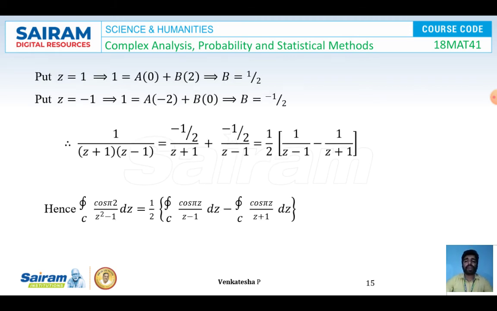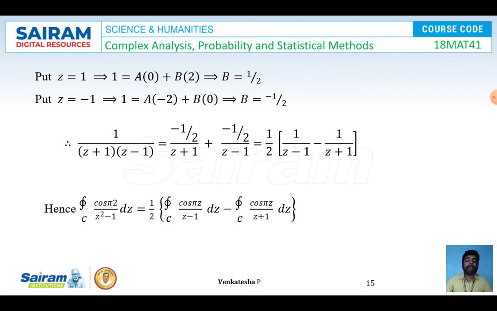So at z is equal to 1, I got 1 is equal to A into 0 plus B into 2, so B is equal to 1 by 2. By taking z is equal to minus 1, I got the equation 1 is equal to A into minus 2 plus B into 0. I got A is equal to minus 1 by 2. Now I am replacing these two values in the previous equation. So I got 1 by z plus 1 into z minus 1 as minus 1 by 2 by z plus 1 plus 1 by 2 by z minus 1. So it will become 1 by 2 into 1 by z minus 1 minus 1 by z plus 1.